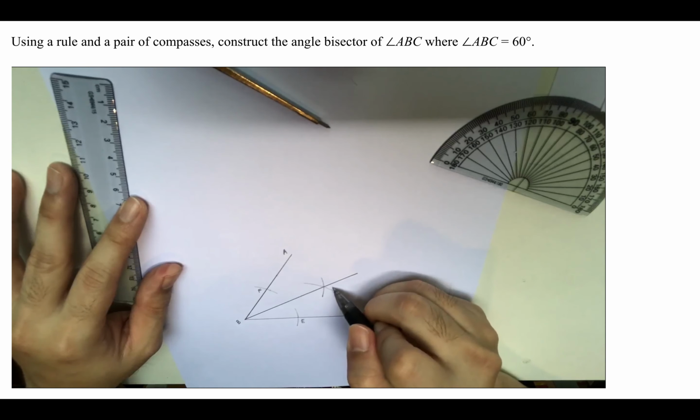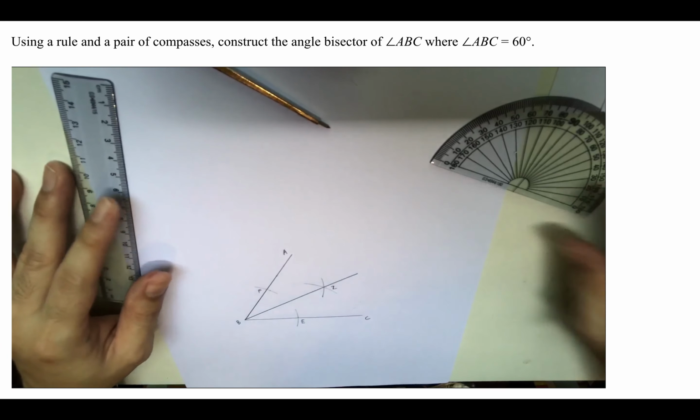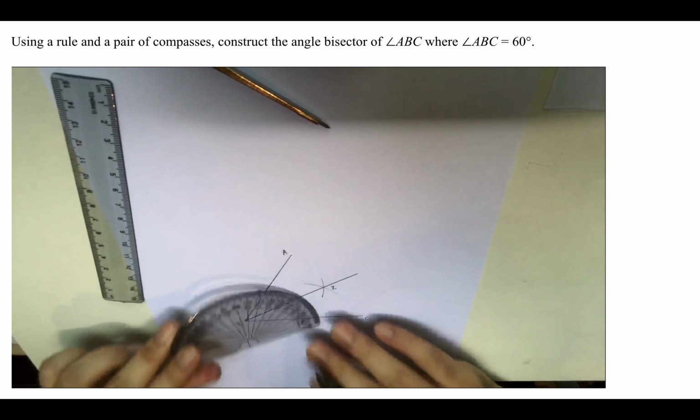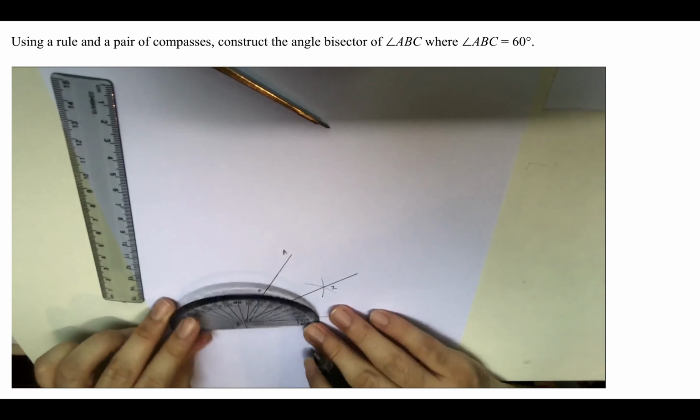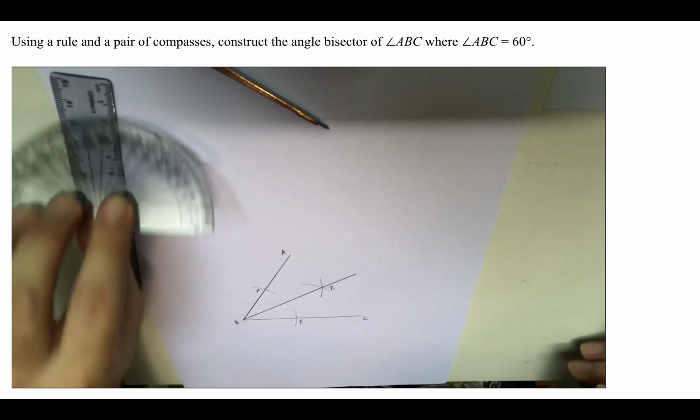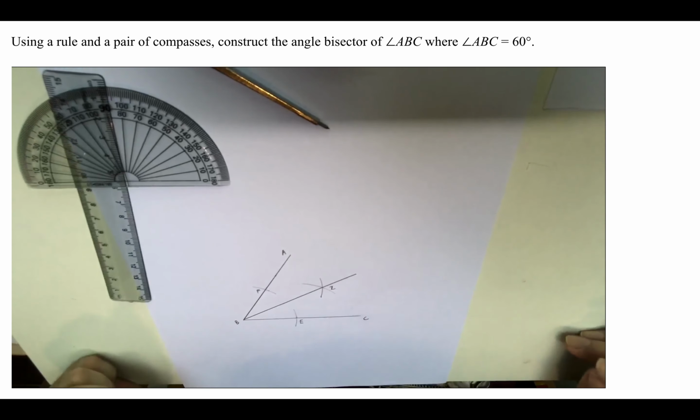To facilitate discussion, let's call this point Z. Remember, our original angle ABC is actually 60 degrees. So now, if I were to use my protractor to measure the angle ZBC, it is 30 degrees. Similarly, the angle ABZ is also 30 degrees. We are successful. And this is our angle bisector.